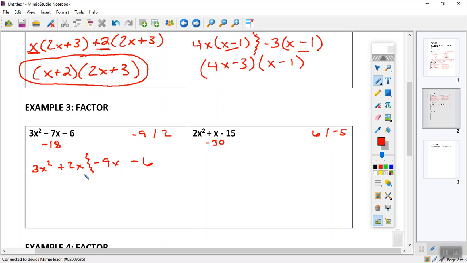Actually, you can. You're still going to get the right answer. So it wouldn't matter if I put minus 9x in front and 2x here. You're still going to get the right answer. Can we do both of them? Yeah, do both of them, yep.